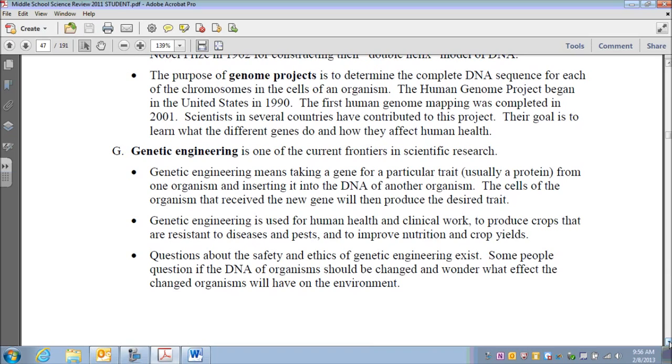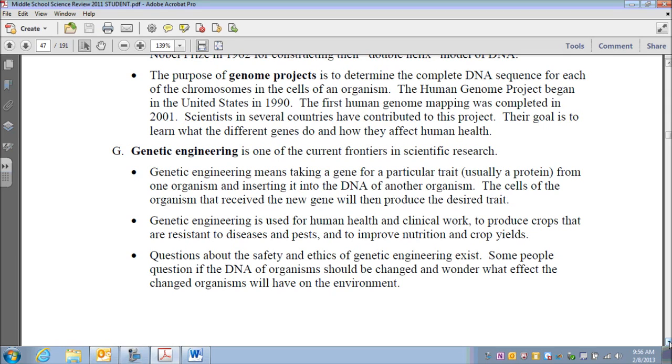The purpose of genome projects is to determine the complete DNA sequence for each of the chromosomes in the cells of an organism. The Human Genome Project began in the United States in 1990. The first human genome mapping was completed in 2001. Scientists in several countries have contributed to this project. Their goal is to learn what the different genes do and how they affect human health.